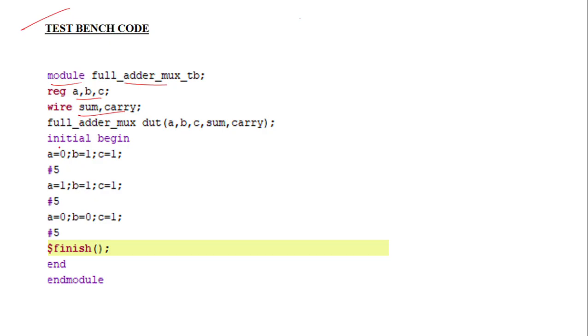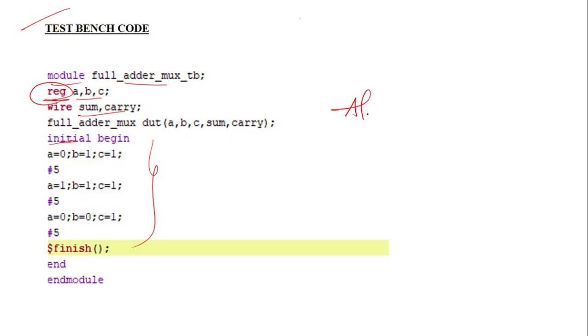When you are going to use the initial block, the variables you use in the initial block should be in the reg data type. That's why you write the inputs as reg. Why not wire? You can write wire also if you don't use an initial block.